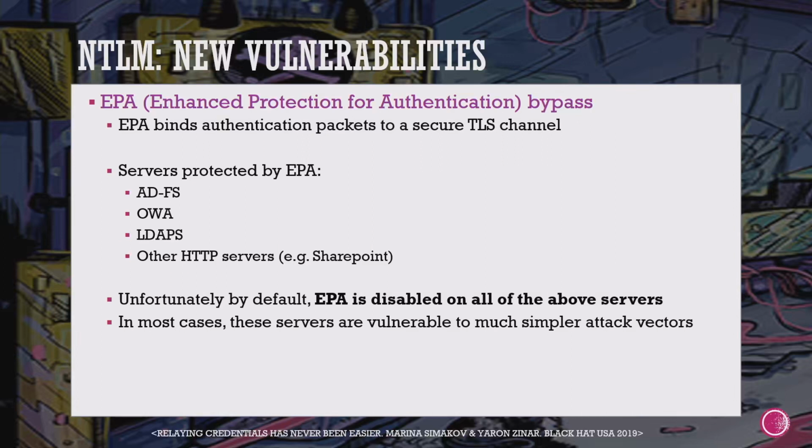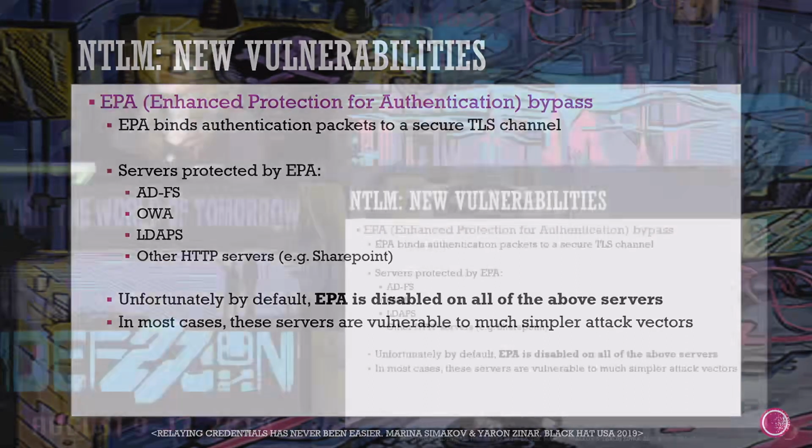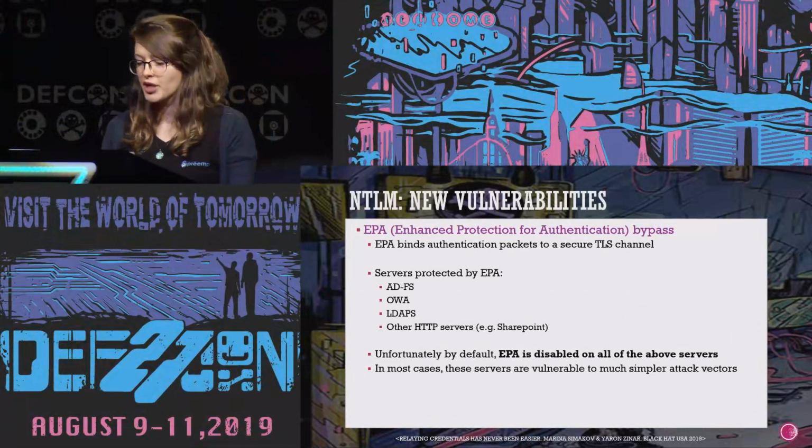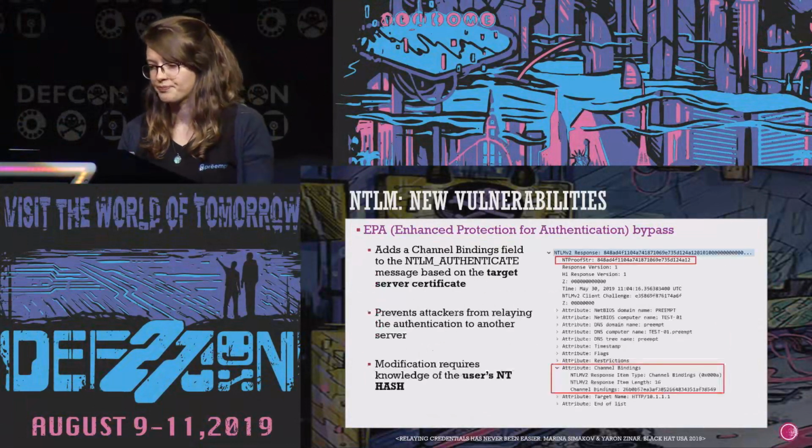Unfortunately, by default, none of those servers enforce EPA. So all of those would be vulnerable to the simplest NTLM relay attack. Attackers wouldn't even need to bypass the protection of the EPA. However, let's assume we have a very safe environment and EPA was enforced on all those servers. How can we bypass this feature as well?